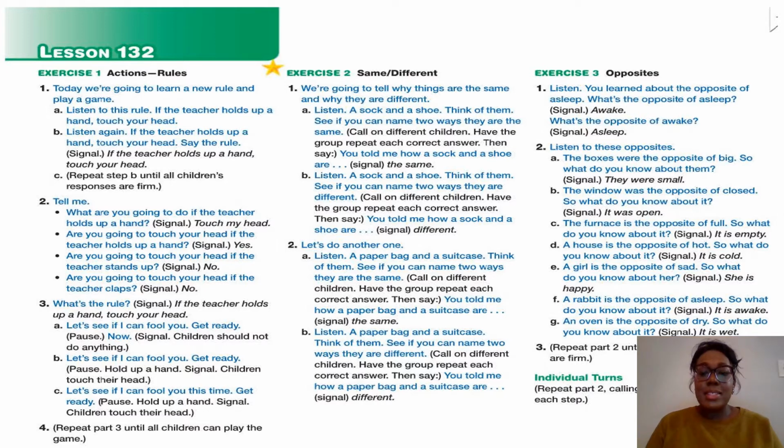Yes, she is happy. A rabbit is the opposite of asleep. So what do you know about it? Get ready. Yes, it is awake. An oven is the opposite of dry. So what do you know about it? Get ready. Yes, it is wet.